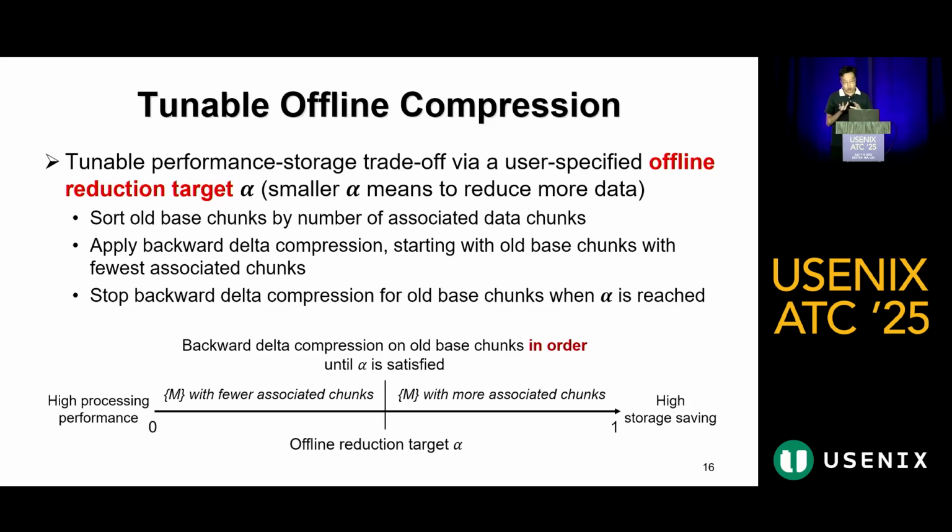compression. So we try to mitigate the overhead at the beginning, and if it already meets the target, we can stop right there. So in this case, we don't have to do all the delta compression. And for the remaining base chunks, we just simply store them without doing any delta compression. So that's the trade-off we make here.